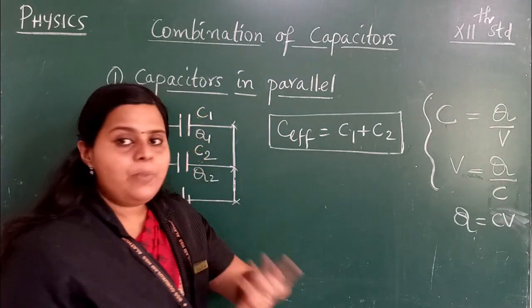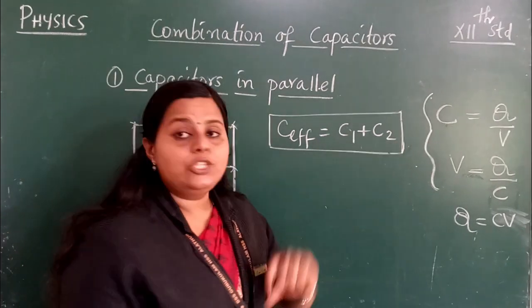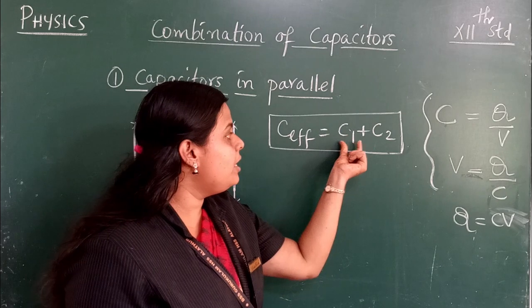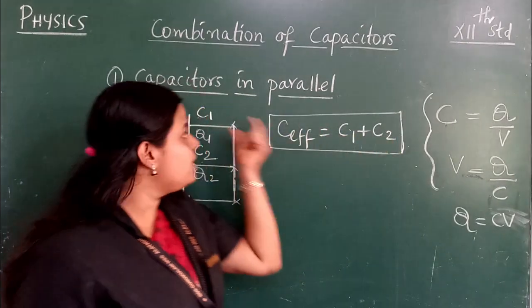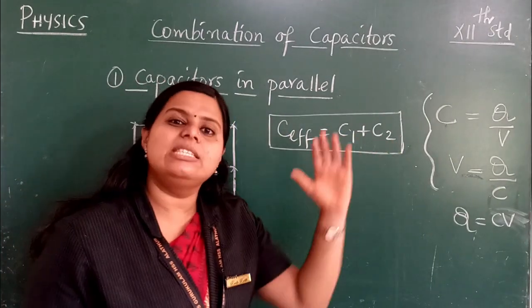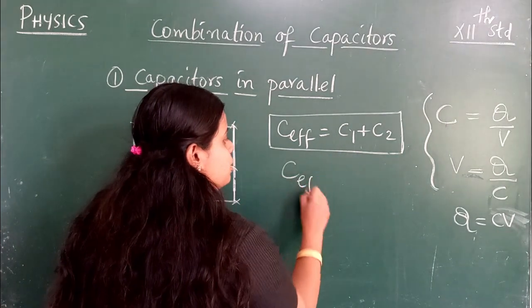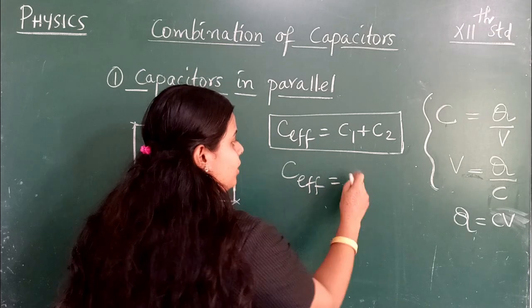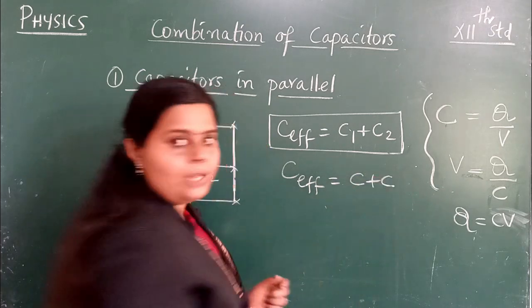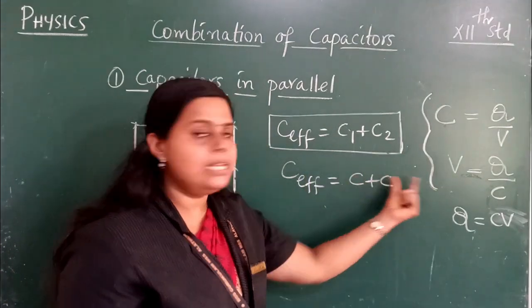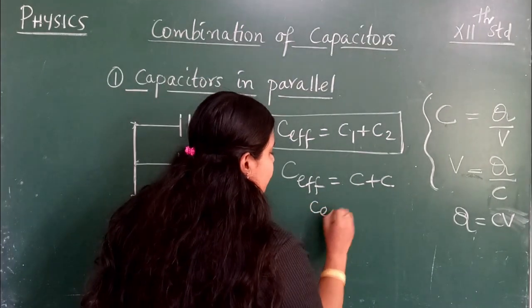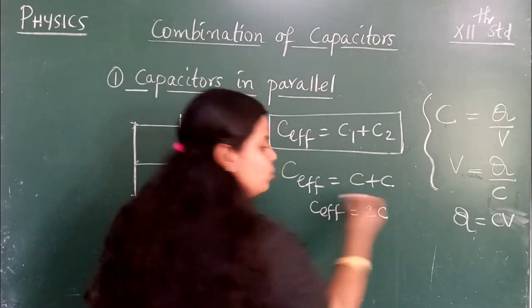Okay. Now suppose this C1 and C2 are equal. Suppose C1 and C2 are equal. That is, imagine that the capacitances of capacitors C1 and C2 are equal. So in this case, instead of this we can write C effective is equal to C plus C, since C1 and C2 are equal. So what will be C effective? C effective will be 2C.